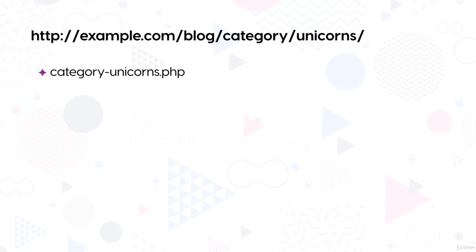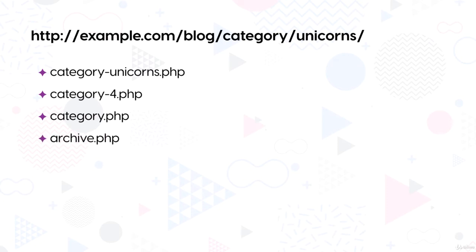And if this template is not found, it will search for category-id. So assuming the unicorns category has an ID of 4, it will look for category-4. And then if that's not found, it will search for a template called category.php. And this template will be responsible for displaying any category, not just a specific one. And if that's not found, it will search for an even more generic file, archive.php.